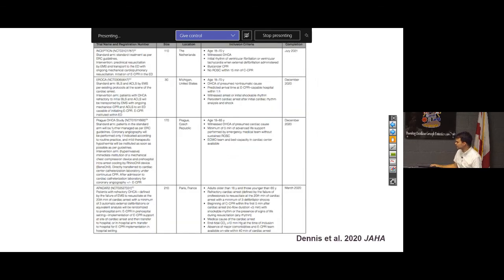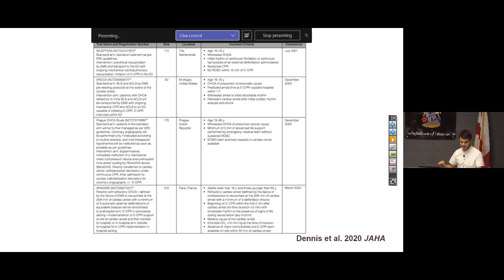And we're getting towards the end here. This slide's not meant for everybody to read, but essentially this is ongoing. There's a lot of research being done for ECPR. There are four randomized controlled trials. The one in Paris at the bottom should have just recently completed. I don't know if COVID impacted this, but it should have recently completed. The only one going on in the country right now is Europa out of Michigan.